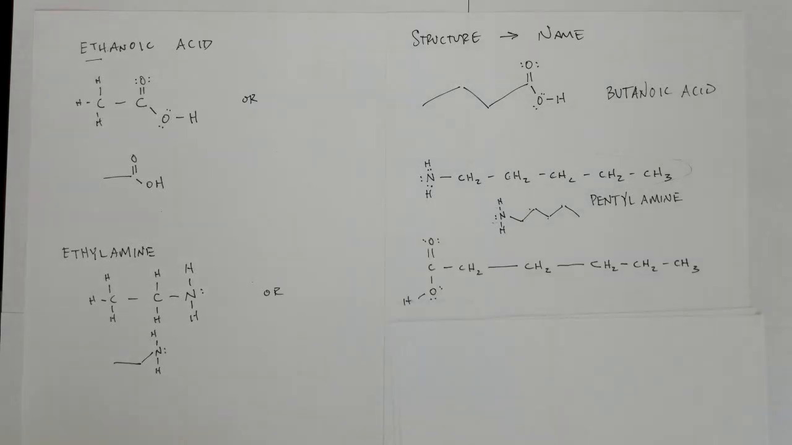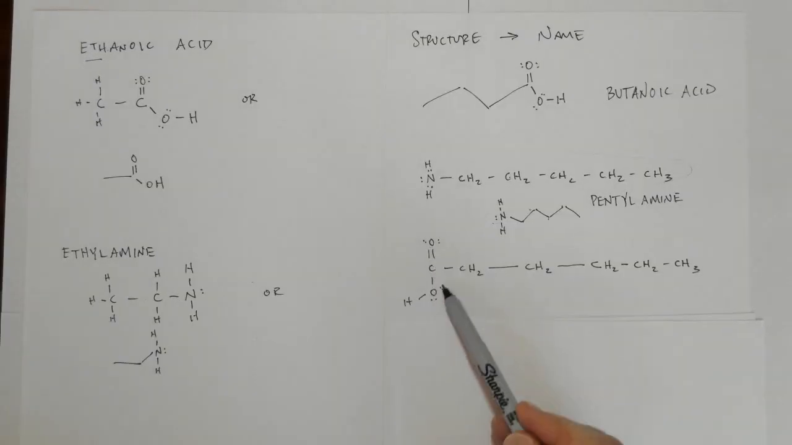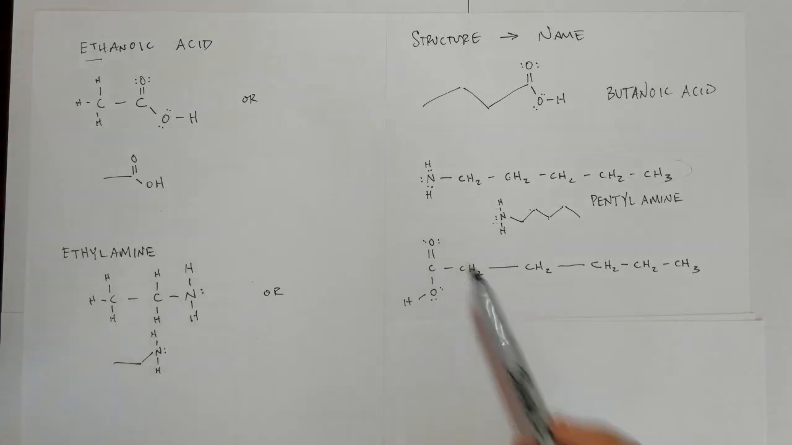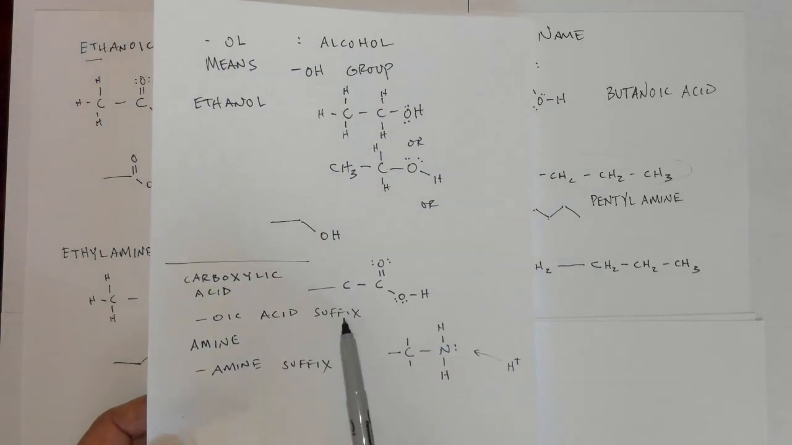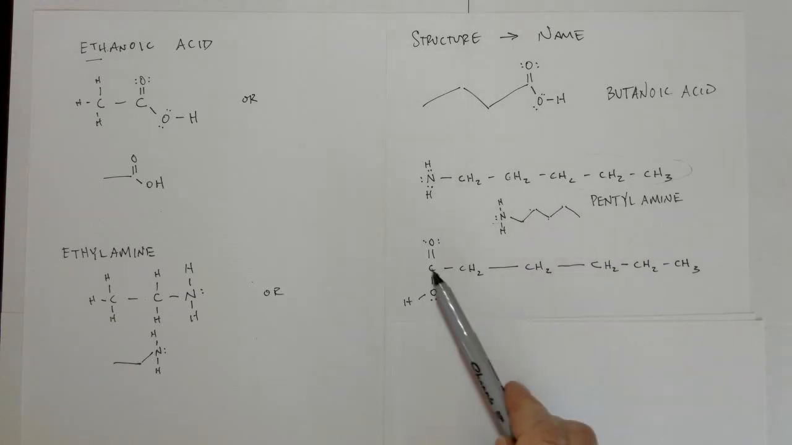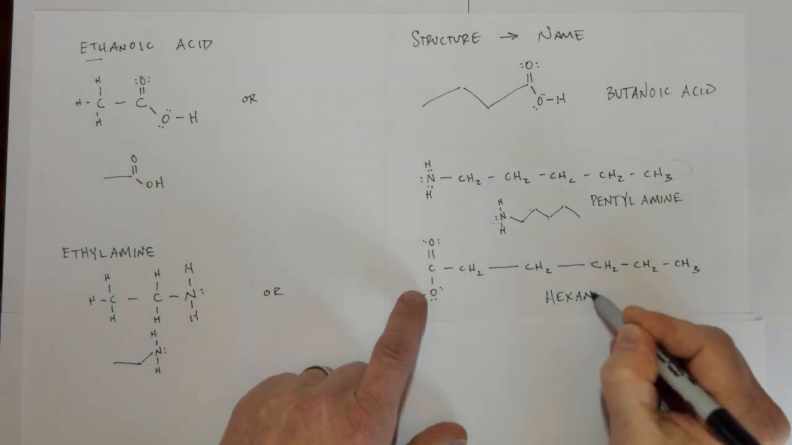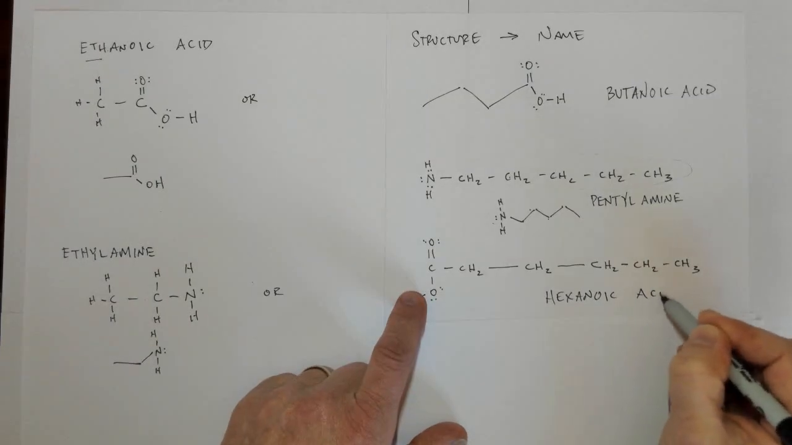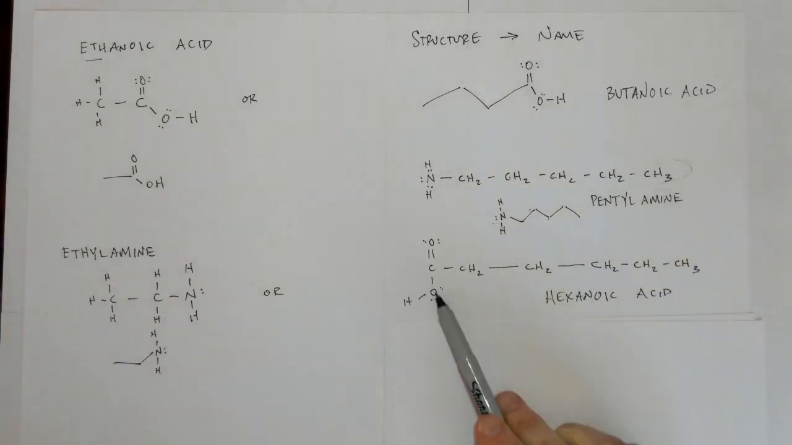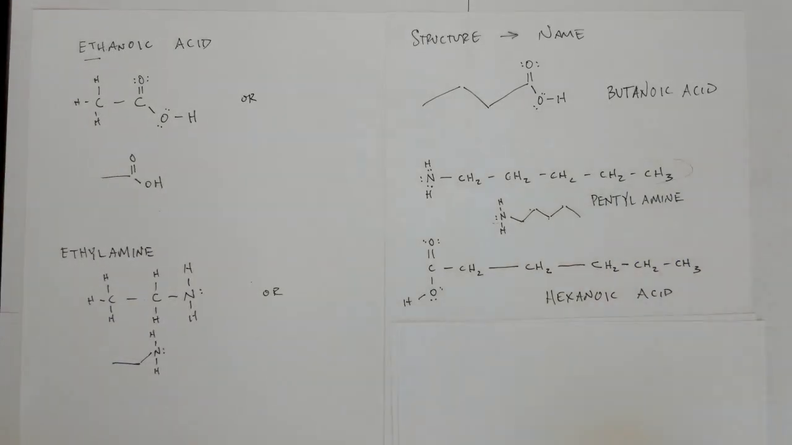Let's try this one. This one looks scary and long, but you see it's got a C double bond OH in it, which lets you know, oh, this is an oic acid, right? A carboxylic acid, one of these types of things. Okay, let's count up the carbons so we know the prefix. 1, 2, 3, 4, 5, 6. 6 carbons in the chain. Prefix for that would be hex, and then we put anoic acid at the end of it. So this would just be called hexanoic acid.